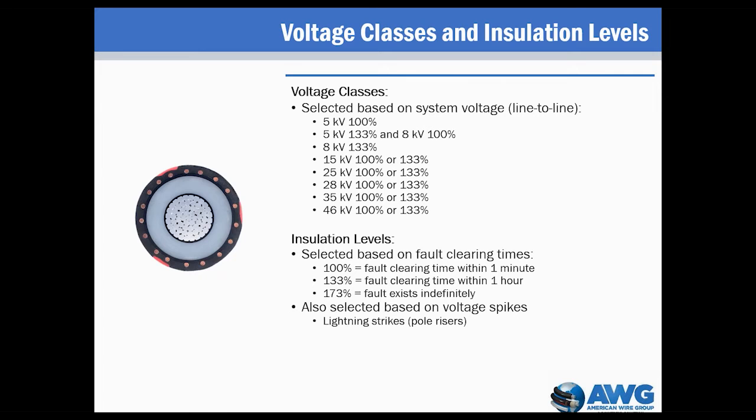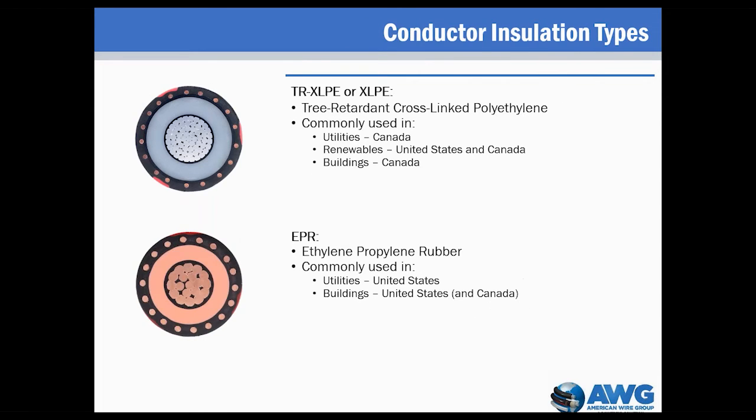Another reason to select a higher insulation level may be the presence or likelihood of voltage spikes. A popular example is the application where the insulated power cable ties into overhead power lines. Lightning strikes are possible, so a higher insulation level may be desirable.